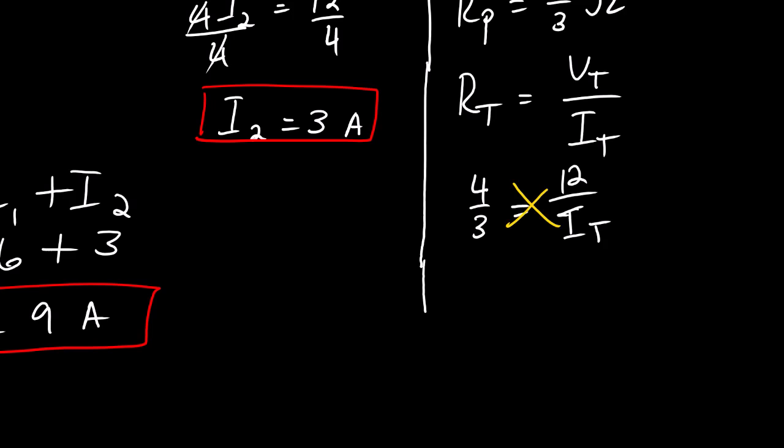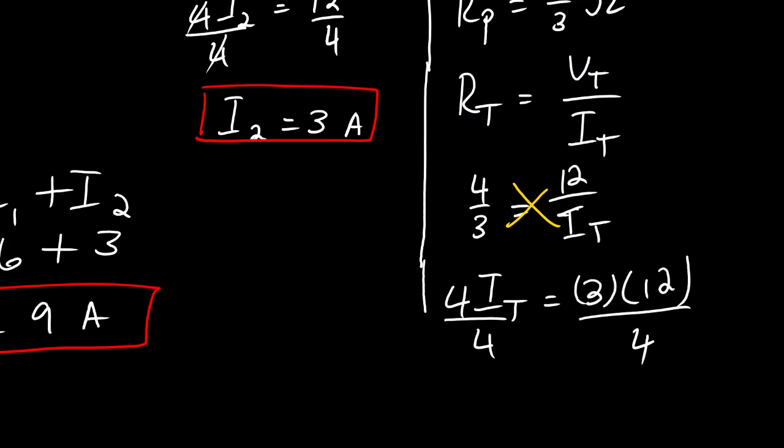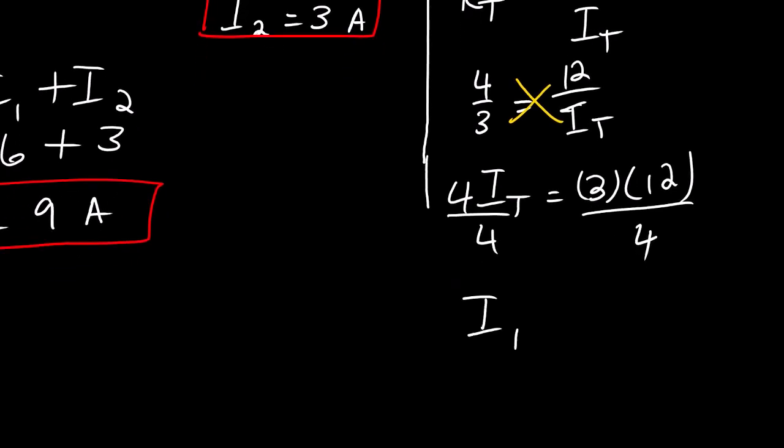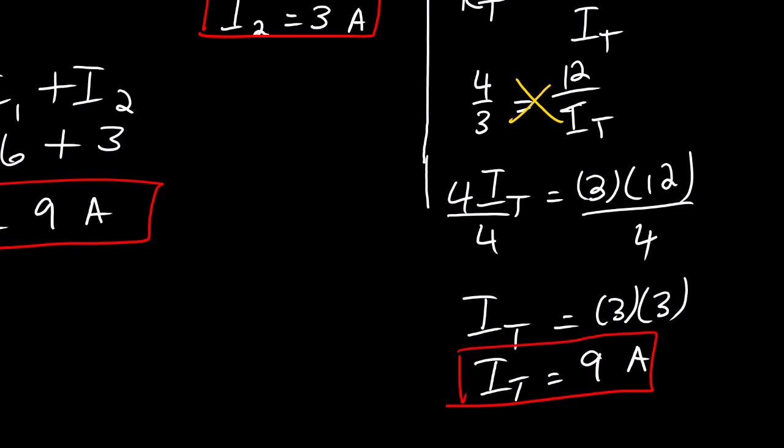And then from here we can just cross multiply, or flip and multiply by 12. So when we cross multiply, we are going to have 4 I total is equal to 3 multiplied by 12. We divide both sides by 4. Then I total is equal to 12 divided by 4. We are going to have 3 multiplied by 3, which is I total equal to 9 amps. So you can see that the answers are the same.